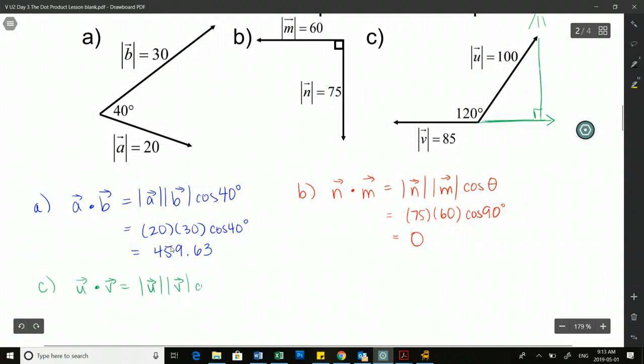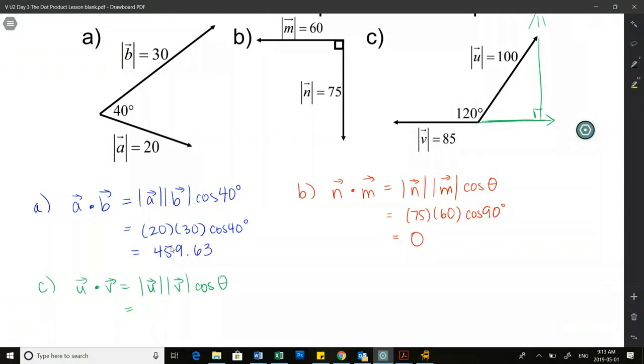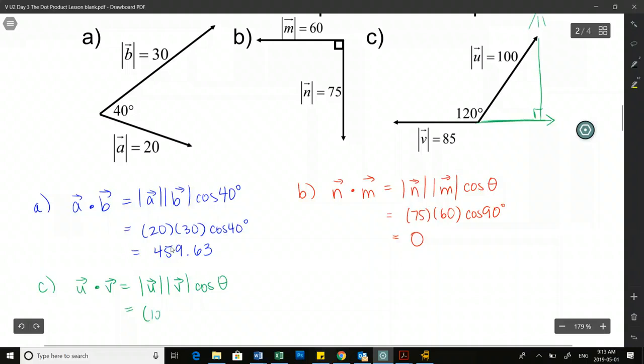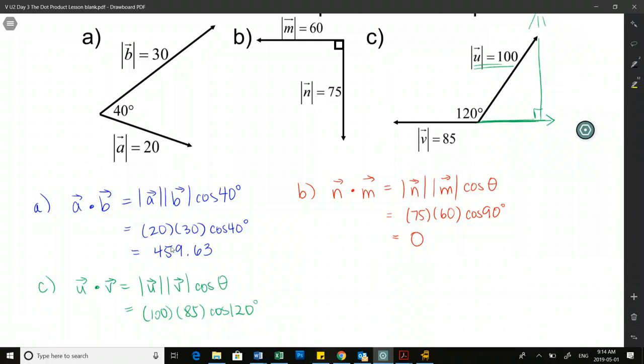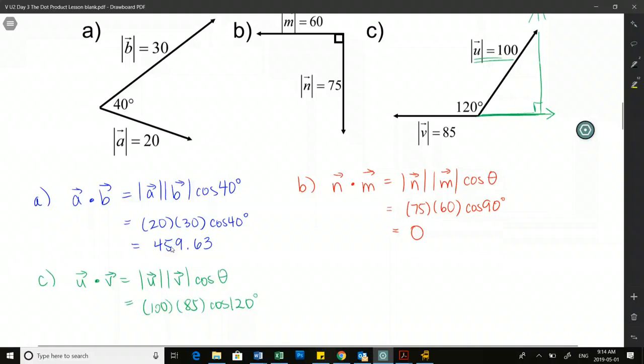Okay, so we want to think of dot product as if it's kind of like how the vectors are working together or working against one another. Could be what we think about as well. So u here is 100, v is 85, and then we'll do cos 120. And again, because the portion of u that goes in kind of the same direction of v is opposite to v, they're weakening each other, so our dot product will be negative. Devin?